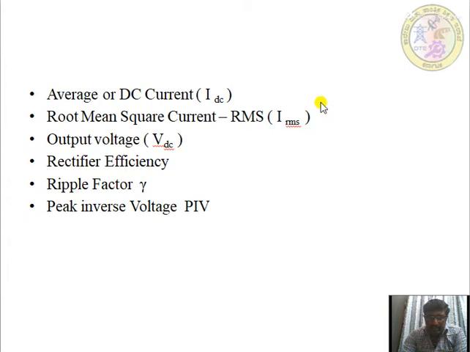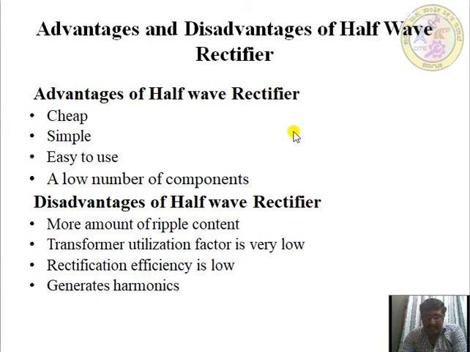So these are some of the terms. The average or DC current is represented by IDC. Root mean square, that is RMS, is represented by I RMS. The output voltage is VDC, then rectifier efficiency, ripple factor gamma, and the peak inverse voltage will be represented by the PIV. Okay, so here we are going with some of the advantages and disadvantages of half wave rectifier.